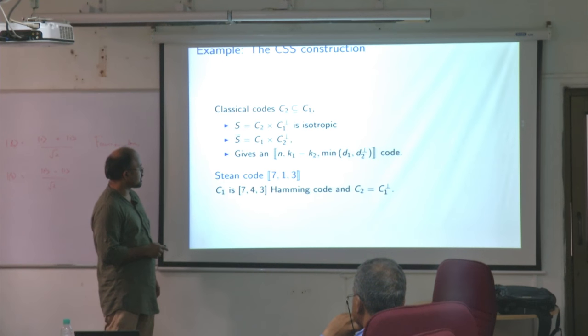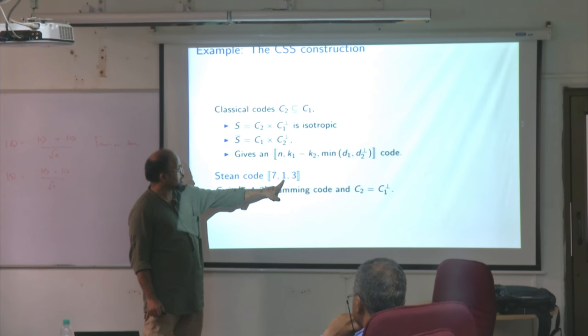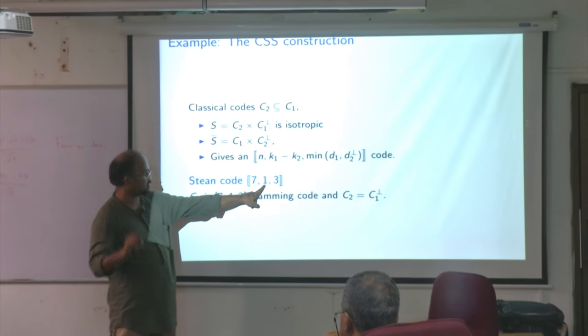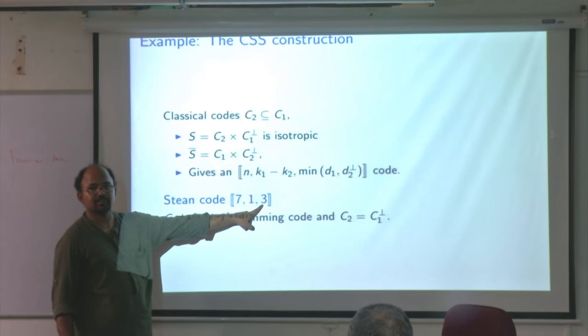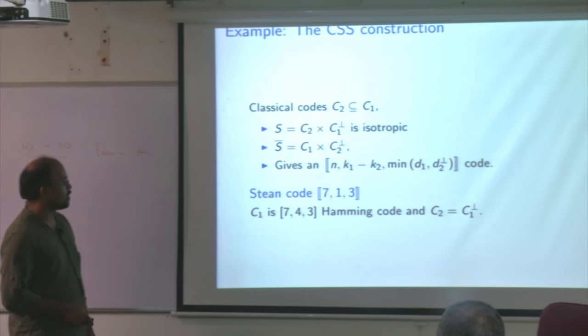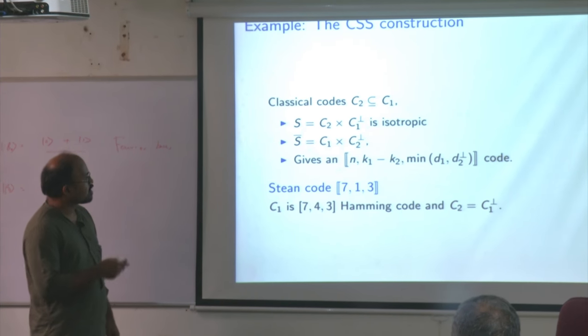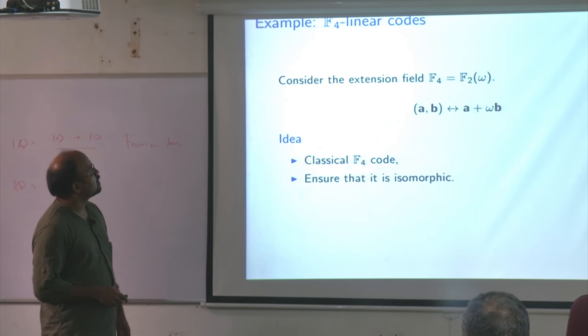The example of this is the Steane code. Let me try to interpret this for you. You use 7 qubits to encode 1 qubit and you can correct up to 1 error. How you do it is you use the Hamming code and its dual, and do the same. So classical codes can give you this.